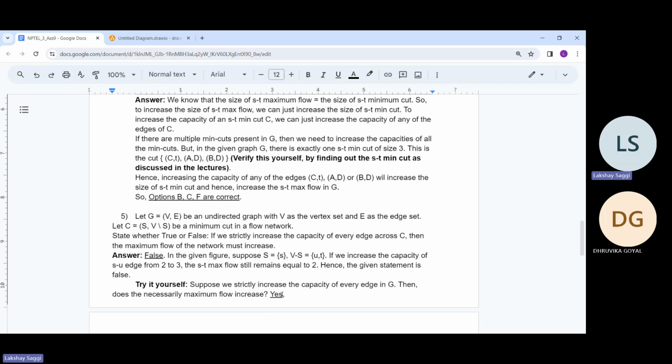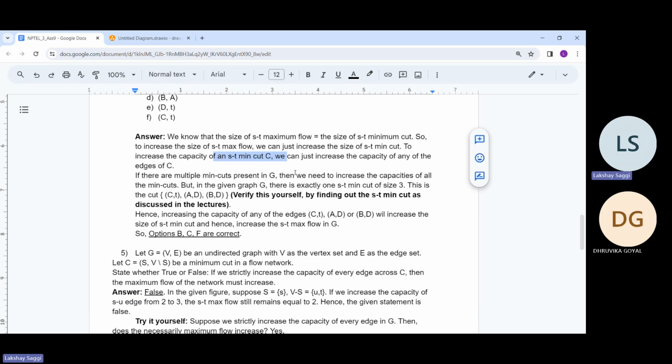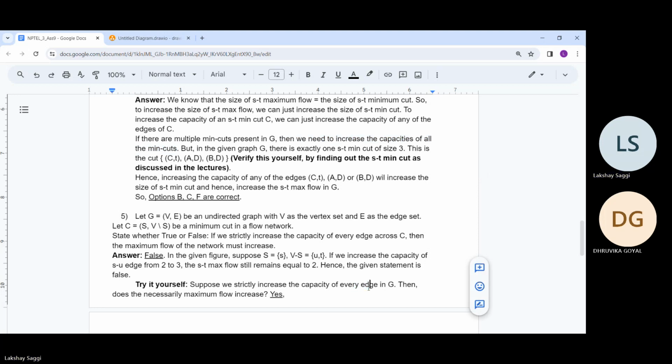You can think about it yourself also, but we discussed in this problem that we need to increase the capacity of all the min cuts if we want to increase the maximum flow in the network. And if we are increasing the capacity of every edge, every min cut has some edge of the graph going across it, right? So there will be at least one such edge, and every edge has an increase in capacity. So every min cut has an edge going across it, and if we are increasing the capacity of that edge, then the capacity of that min cut is also increasing.